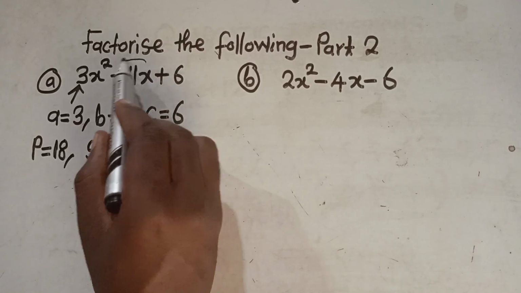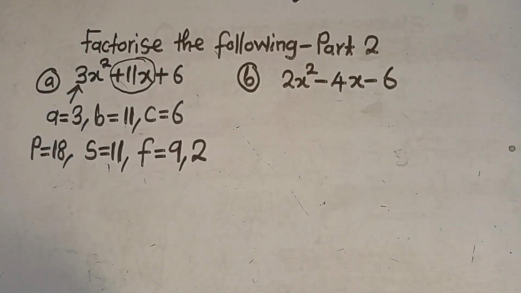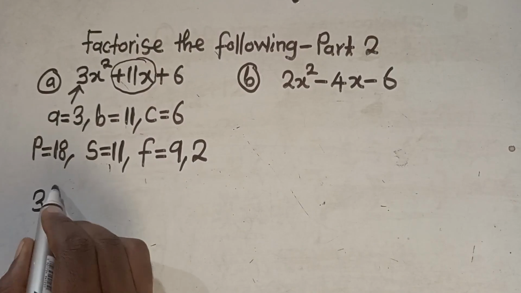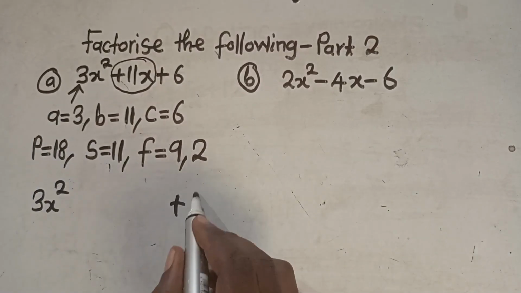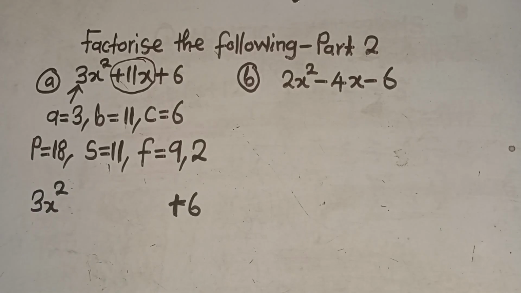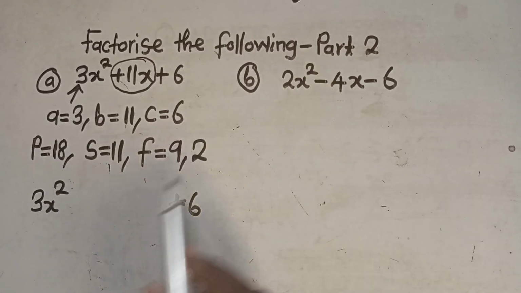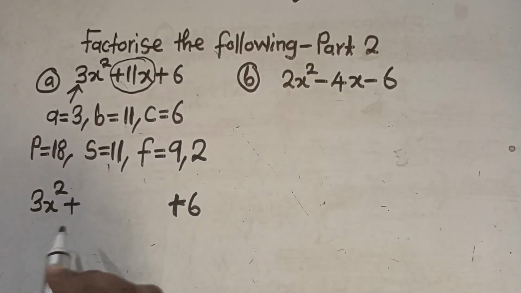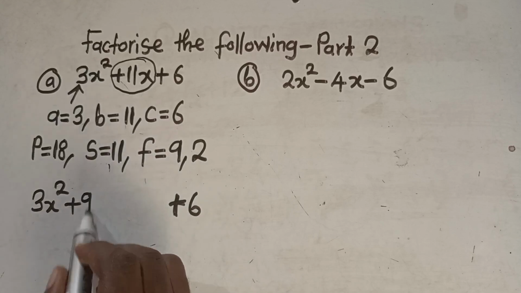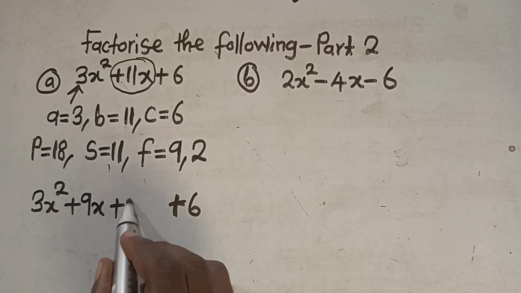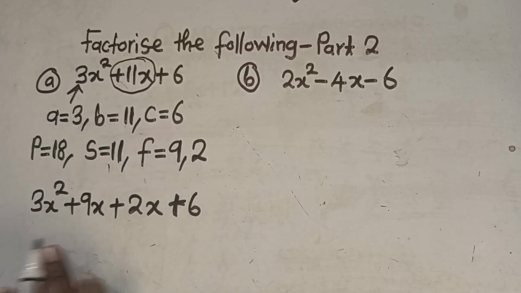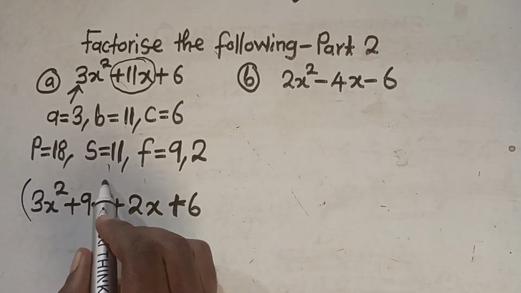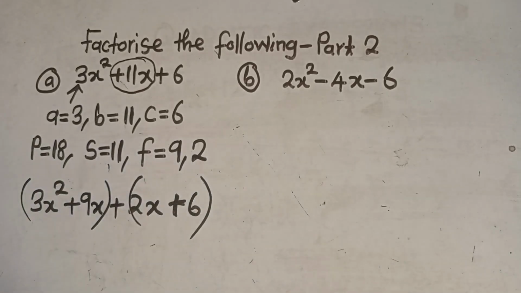With this part, we are going to eliminate that part. That is 3x squared, then plus 6 at the end. This gap that is there, we are going to put in these factors. So I put a plus, a positive, because that one is positive: 9x plus 2x. Then I group them into two, just like this.